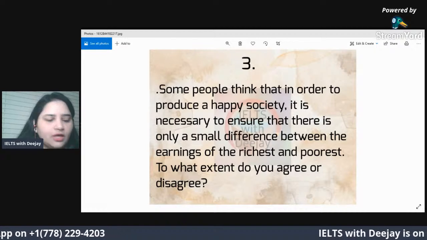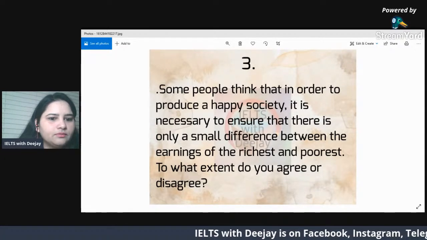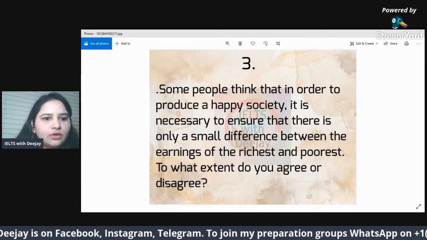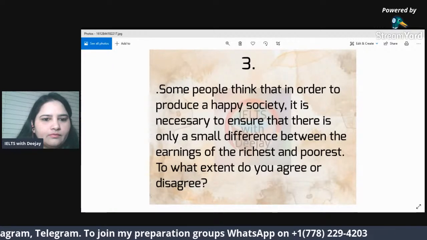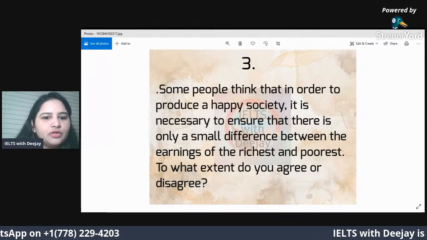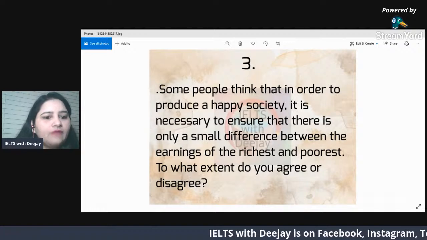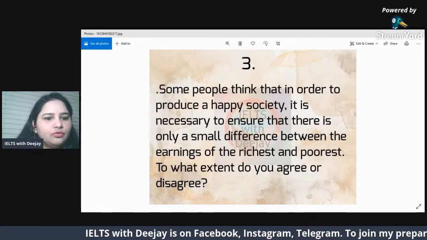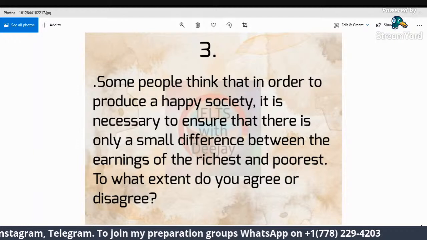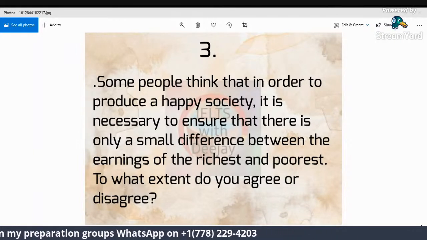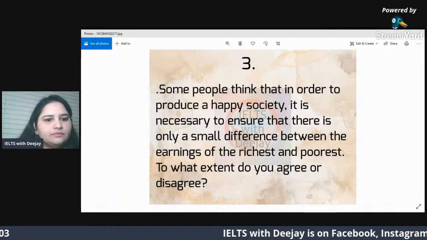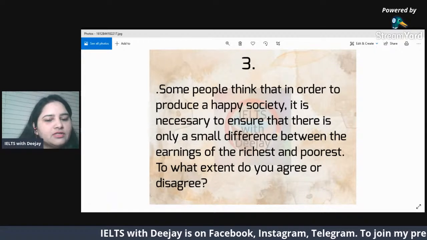Okay, so this is the third one that you have to do. Just check this one out. This is also an opinion essay in which you have to give your opinion. This is to what extent do you agree or disagree? In this one, you need to put in effort because this is a bit tricky question. You have to add each and every detail and you have to do the paraphrasing. Check this one and do the paraphrasing. I need perfect paraphrasing for this one.